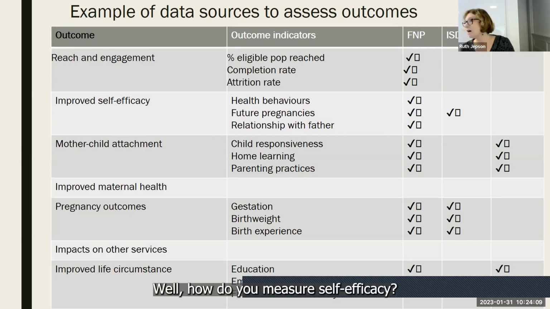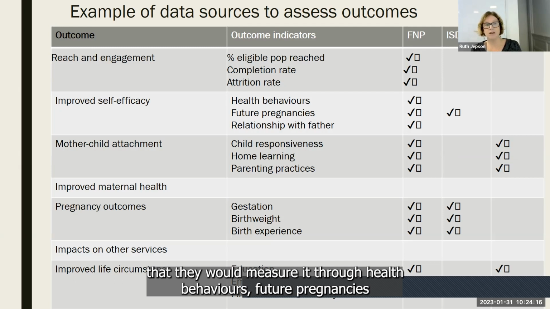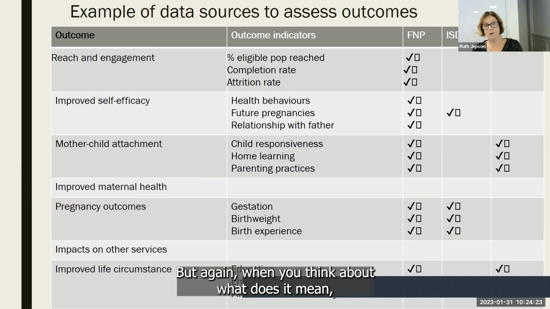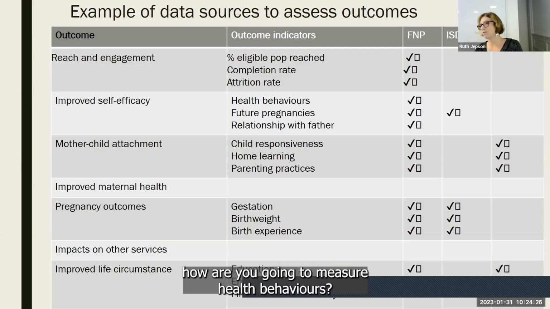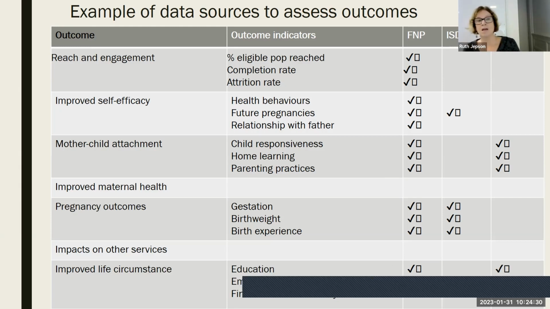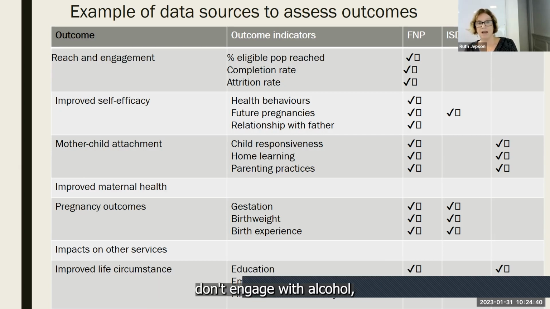Improved self-efficacy. Well, how do you measure self-efficacy? You could say it's a construct, and they decided that they would measure it through health behaviours, future pregnancies, and relationship with fathers. But again, when you think about what it means, how are you going to measure health behaviours? So then you think about, well, what health behaviours are you interested in? Then your outcome indicator might be percentage of people who stop smoking, percentage of people who don't engage with alcohol, those sort of things.